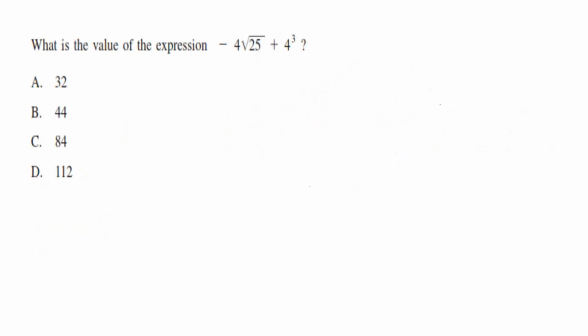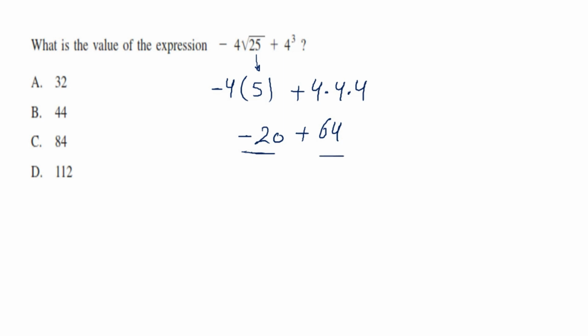Now, negative 4 root 25 plus 4 to the power of 3. It's negative 4, and the root of 25 is 5. 4 to the power of 3 is 4 times 4 times 4, which is 64. And here is negative 20. Negative 20 and positive 64 gives me positive 44. So the answer is B.